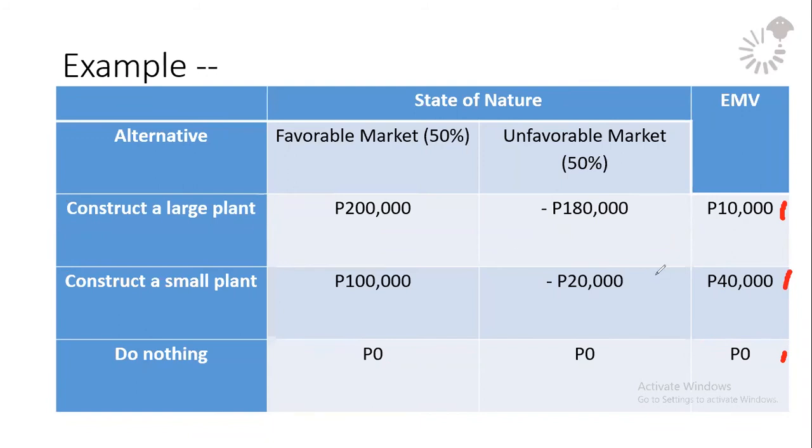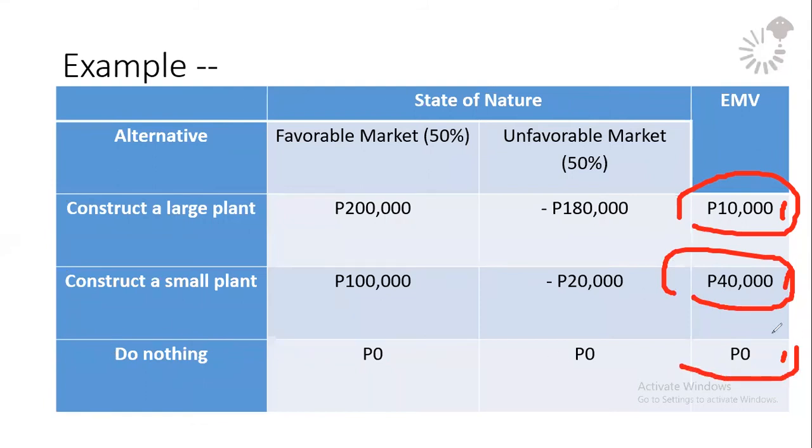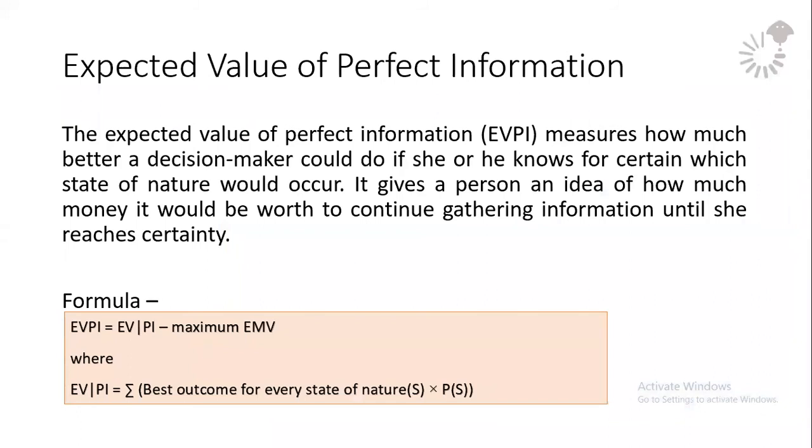So if you do option A, ano bang reading natin dito? If you choose option A, your expected, sabihin natin monthly revenue is 10,000. If you do option B, your expected monetary value is 40,000. Do nothing, 0. So 10,000 versus 40,000 versus 0, you choose the most positive outcome. So using EMV, it is leading us to option B, construct a small plant. Okay? Okay tayo sa calculations, computations. Yes po. Next. We have EVPI, or expected value of perfect information.